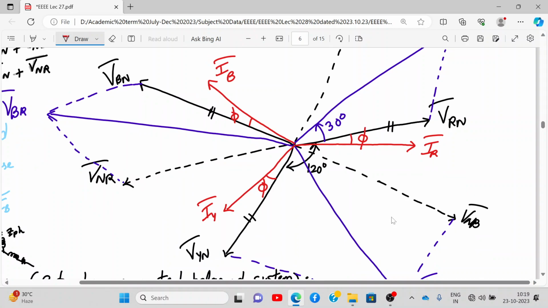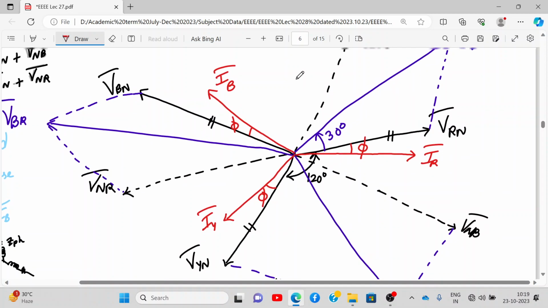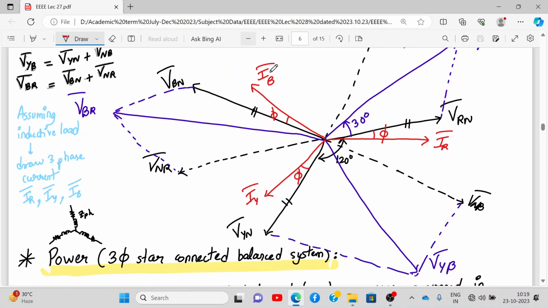So this completes my phasor diagram. Assuming an inductive load, my current will be lagging behind the voltage by phi, which is less than 90 degrees. So please complete this phasor diagram.